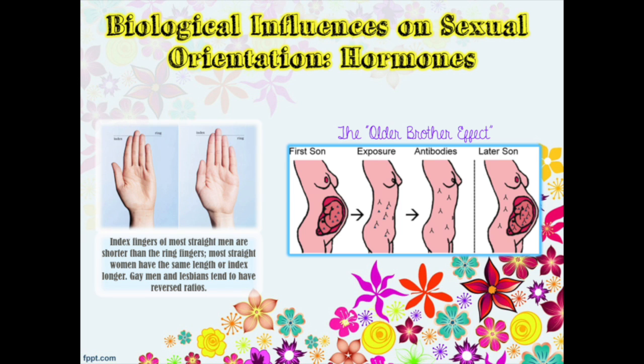Another study found what's called the older brother effect, and this study says that the more older biological brothers a boy has, the more likely he is to be gay. In fact, each brother increases the likelihood of being homosexual by 33%. The reason for this is that the female body produces antibodies against male fetal cells that get stronger with each male baby. And so in order for the males to survive in the womb, the mother's body changes its hormonal balance, possibly producing less male hormones called androgens. So let's watch a video now on the older brother effect.